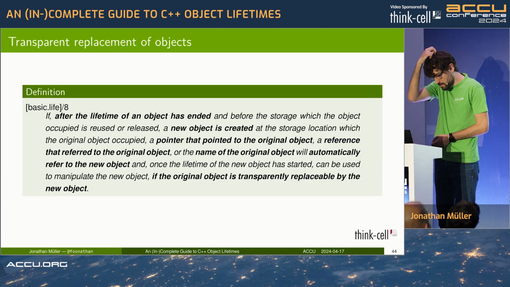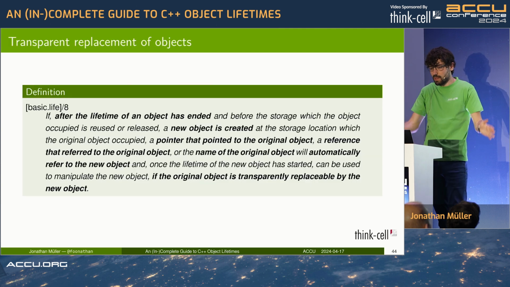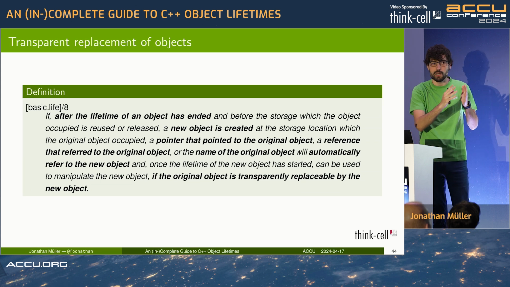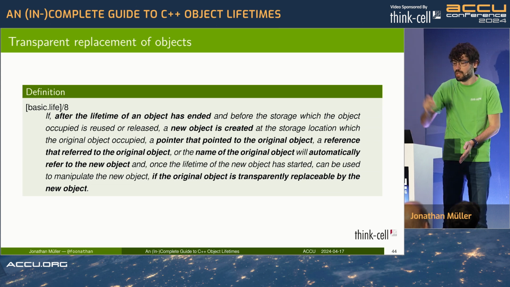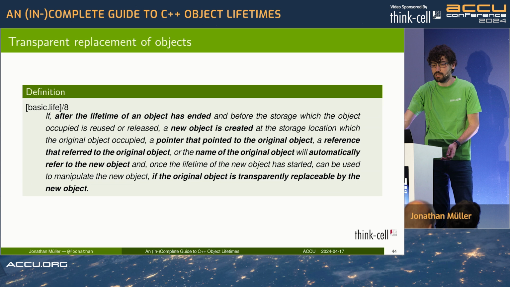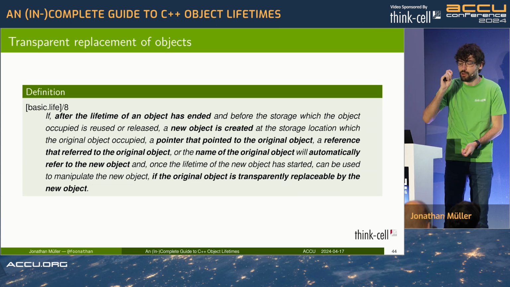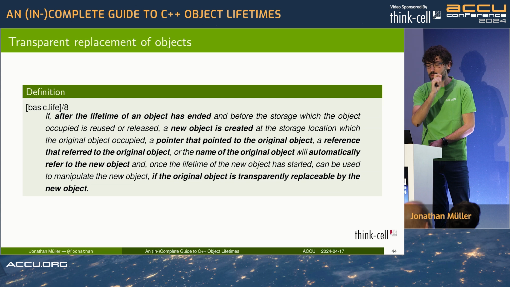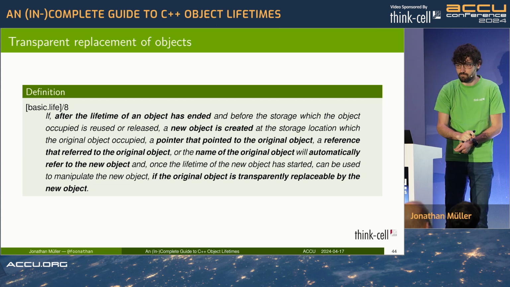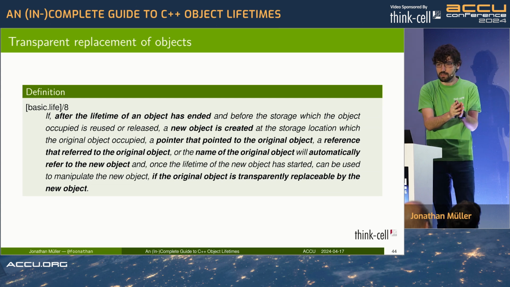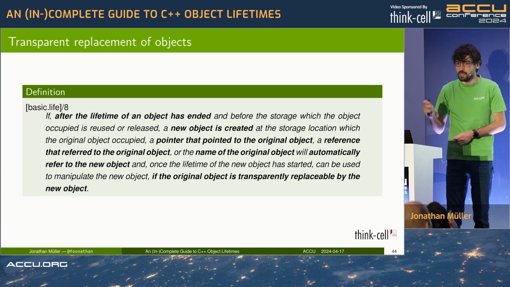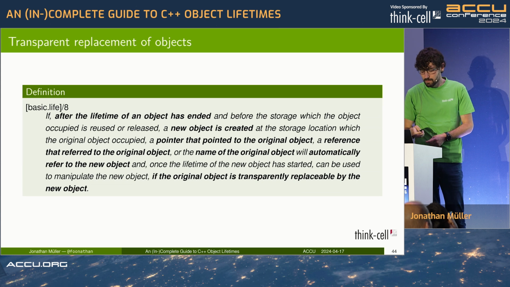Well, the standard says, after the lifetime of an object has ended, and we get a new object at the same location, a pointer that pointed to the original object, a reference that referred to the original object, or the name of the original object, will automatically refer to the new object if the original object is transparently replaceable by the new object. So we can use x, even though we did some change, we reused the memory, when we've got transparent replacement. So what does transparent replacement mean?